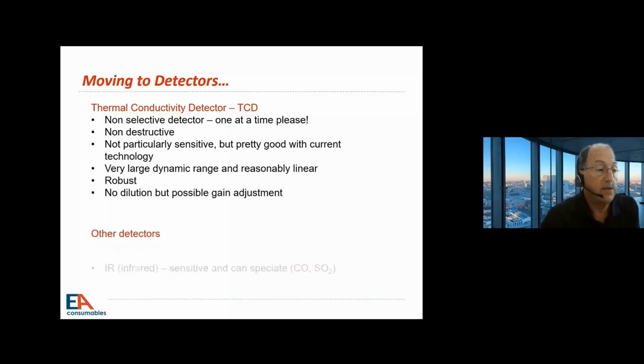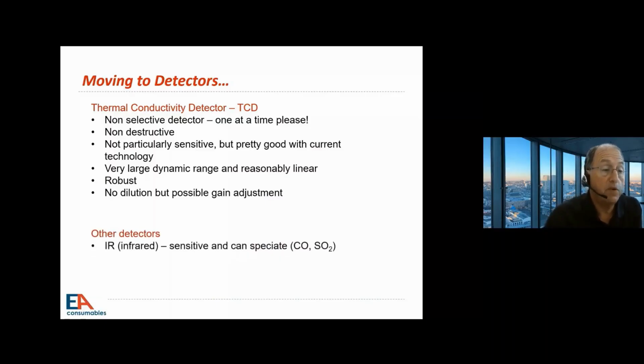Other detectors that are sometimes used are infrared, which are very sensitive and can speciate as well, typically used for CO gas, which is a form that we'd convert if we're doing oxygen analysis, which is not a part of this talk, or SO2 analysis.